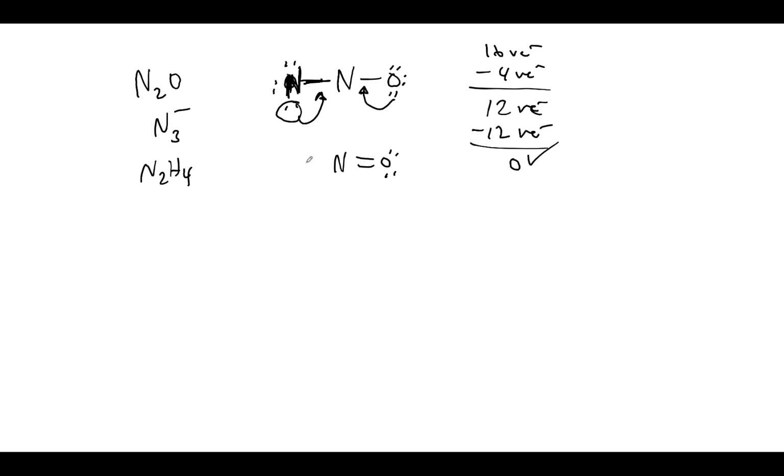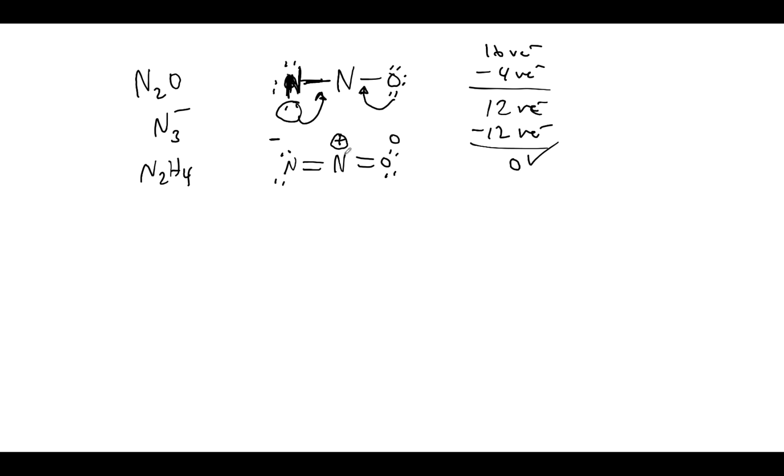Okay. All right, now you might be thinking, all right, we're done, but let's look at the formal charges. So the middle one, the formal charge is +1. This formal charge is 0. The terminal nitrogen over here is negative.